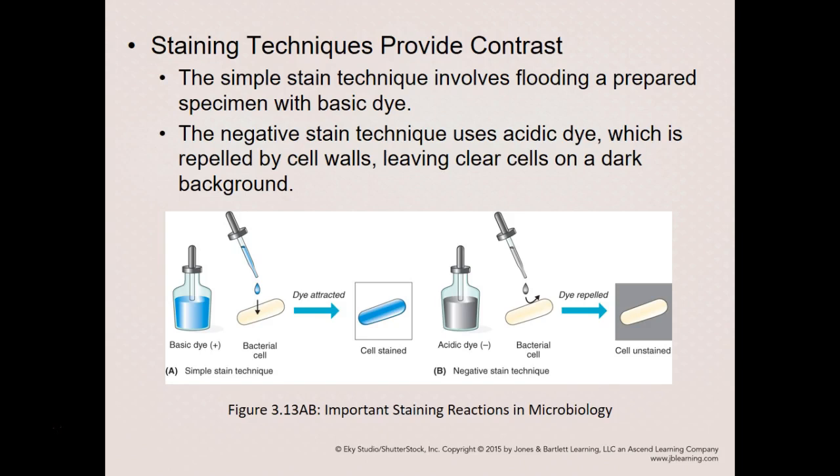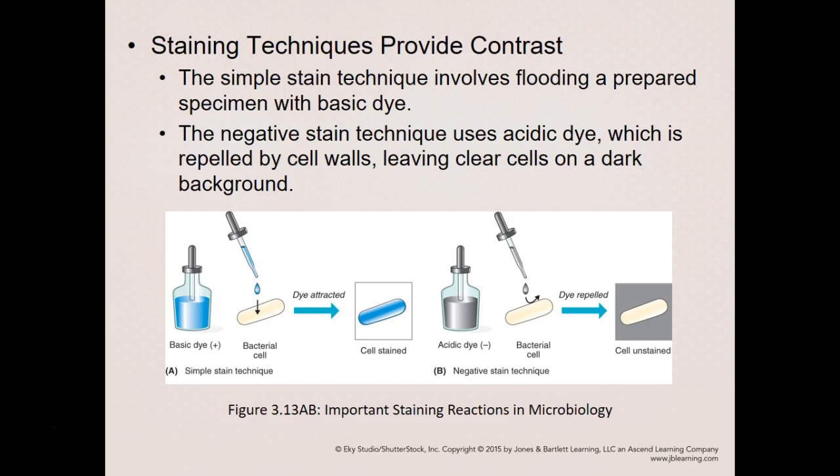A simple stain uses a positive or a basic dye. The dye is going to be attracted to the negative proteins in the bacterial cell. And so the dye adheres to the cell wall and it sticks there, staining the cells but not the background.